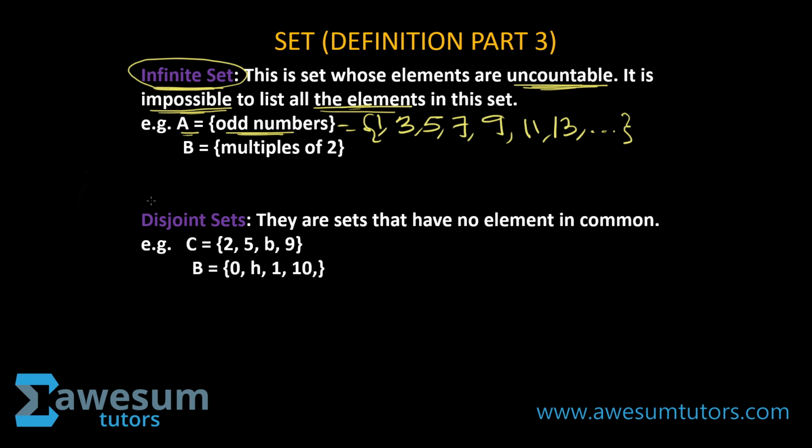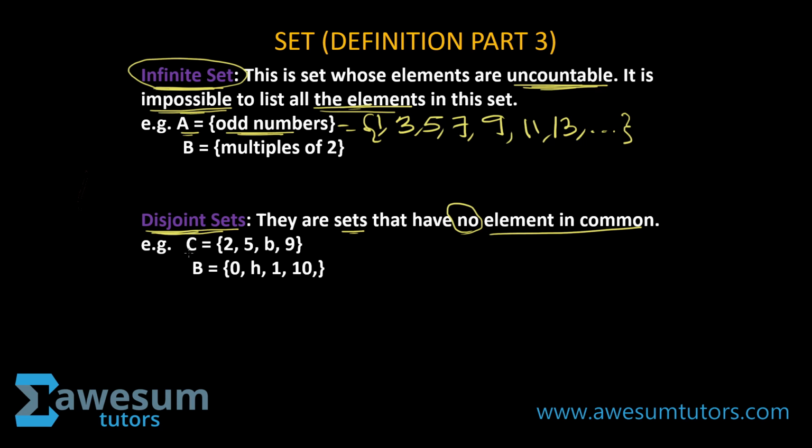Now, in this class today, let us look at what we also call a disjoint set. What do we mean by a disjoint set? These are sets that have no element in common. Take note, they do not have any element in common. Disjoint, they are not joined.